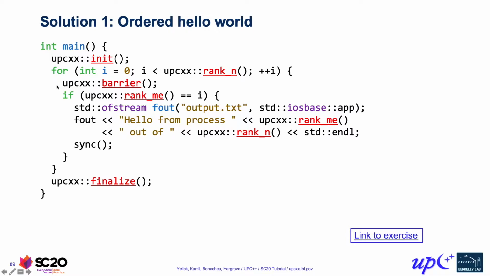And so the way to do that is to put a barrier somewhere in this loop. Now you could put it at the beginning or the end. Here we put it at the beginning. And what a barrier does is it prevents anyone from moving forward until everyone has reached it. So in each iteration, nobody can proceed until everyone hits that barrier, and then the processor whose rank corresponds to the iteration can go ahead and print out their message to the file. And on some systems, we also need a sync call to flush the output to the file, so that when the next process actually prints, the output is already there.